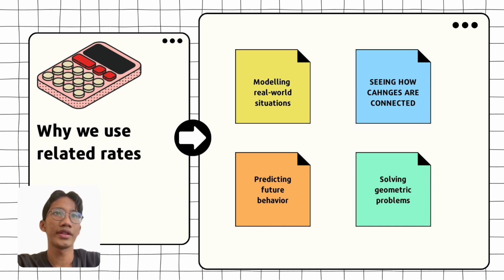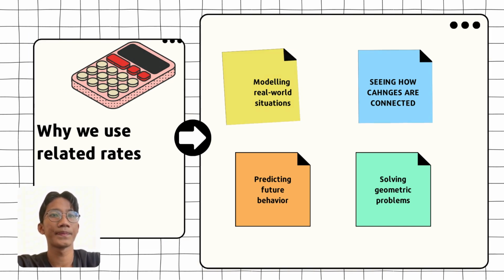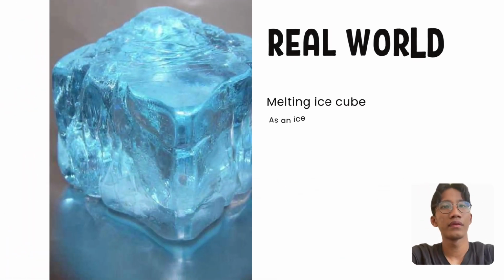And the last point is solving geometric problems. We can use related rates to solve problems involving changing shape or size. For example, think about how the surface area of a balloon changes as you blow it up. By applying related rates, we can find out how these dimensions evolve over time, which is useful in geometry, physics, and everyday problem solving. So now I will give you one example.